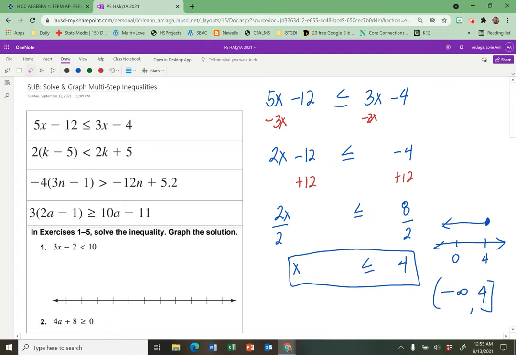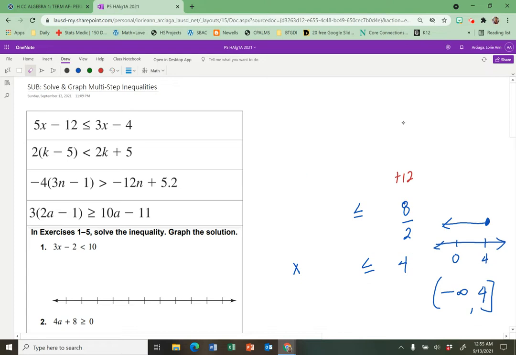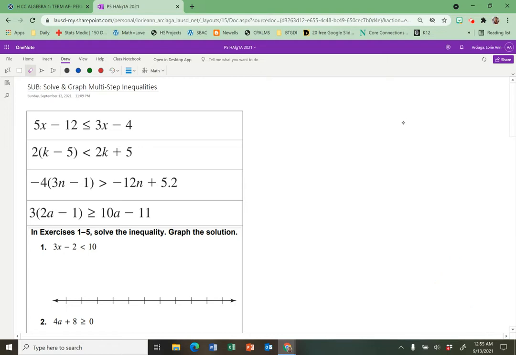Okay, so let me erase this so we can have space for the next one. It's just slower to erase than to write. Okay, so next one. I got 2 parentheses k minus 5 is less than 2k plus 5. Let's see what's going to happen here. So first, we distribute the 2 over k minus 5, right? So we get 2k minus 10 is less than 2k plus 5. They kind of look similar. Yeah, they both have 2k.